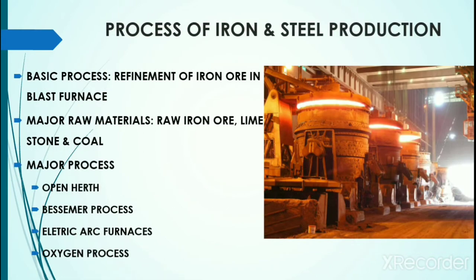So, the basic process involved in iron and steel production is the refinement of iron ore. Usually, coal and limestone are the major raw materials used for this refinement. The heat harnessed from the coal is used to blast the furnace. The limestone is used as a fluxing material, which helps to remove the impurities from the ore. The product thus produced is widely known as pig iron. The further processing of the pig iron results in the production of cast iron, wrought iron, and finally steel.